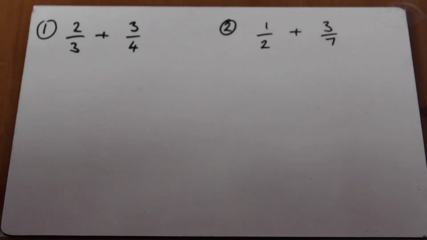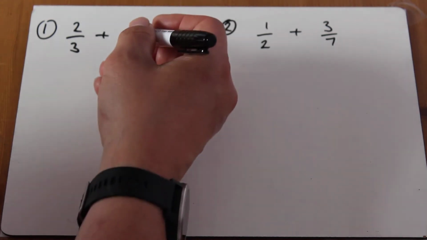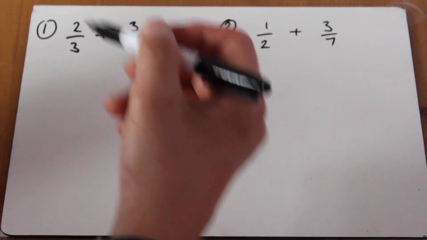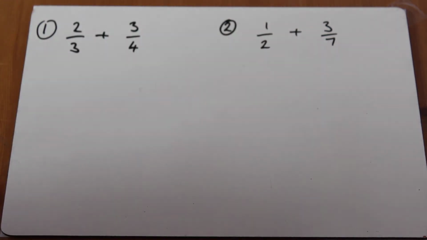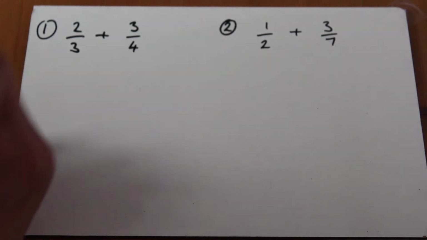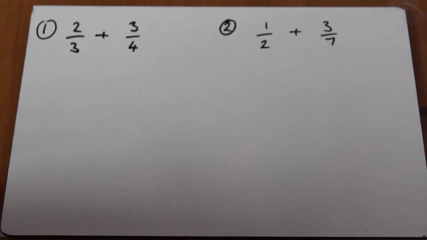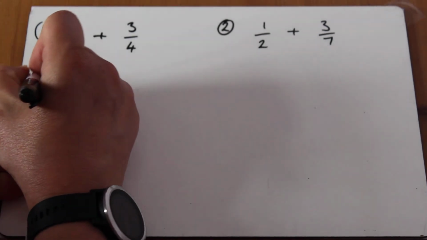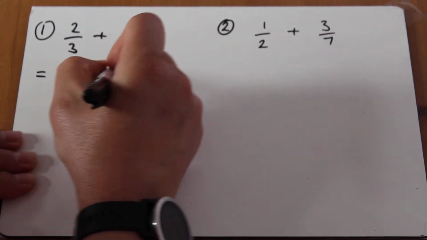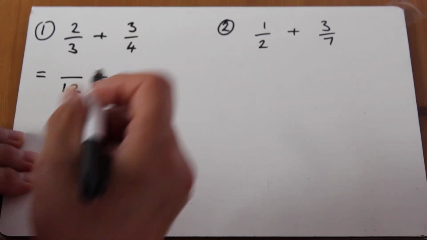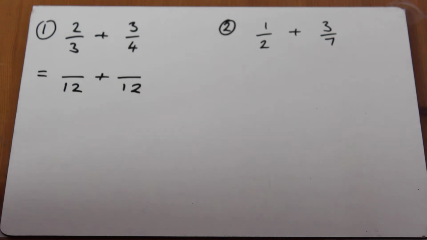Important rule number 1. Always work down the page and try and keep everything underneath its partner from the above line, and that way it makes it a whole lot easier for yourselves. Okay, so the first thing to realize is that we can't add thirds and quarters together. So we have to change them into something that is common to both of them. So I am going to change both of these fractions into twelfths, because I know that 3 and 4 both divide into 12.